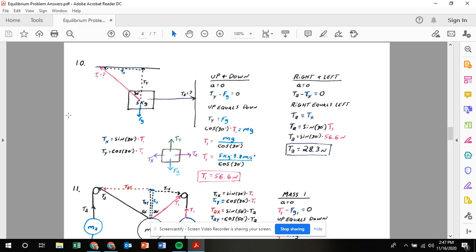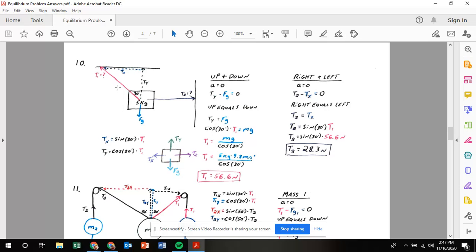Here are the solutions to problems 10 and 11 on the equilibrium problem paper. Number 10, we have an object that's hanging from a rope. You can see that here in pink. We're trying to find that tension. There's another rope that's going directly to the right into this wall. We can see that's drawn here in blue. That's called T2, and force of gravity pulls straight down.